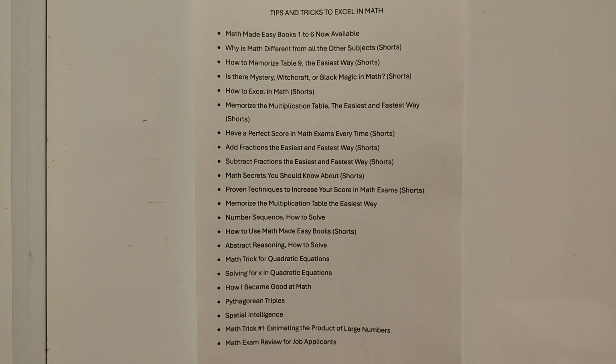Next is math trick for quadratic equations. So there's a way to solve quadratic equations, solving for x. And then the next one is solving for x in quadratic equations. This is like a modified technique and making it much easier to solve quadratic equations. And next is how I became good at math. There was a story here how I became good at math.